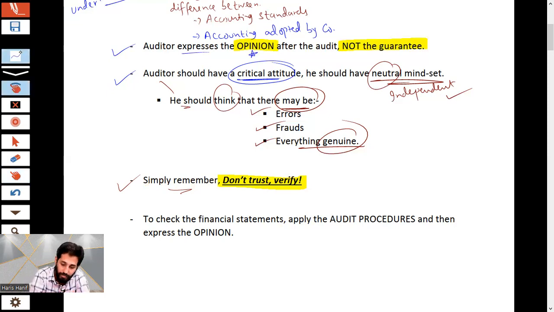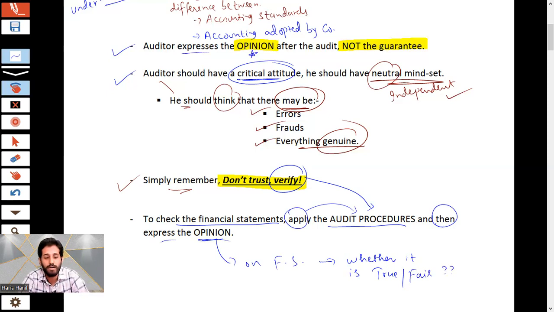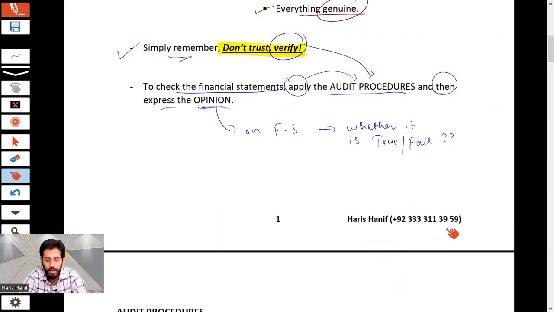Verify. And how will you verify? Simply, you will have to apply the audit procedures because you are the auditor. You have to verify through the application of audit procedures and then express the opinion on the financial statements, whether they are true and fair. So this is basically the very simple thing that you have to verify. No need to trust the management. Okay. Now let's move ahead.